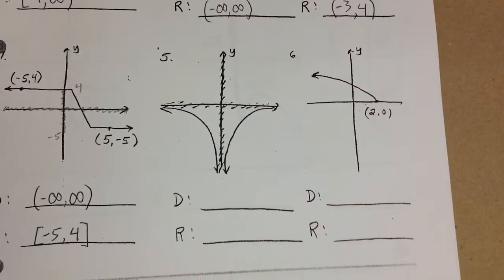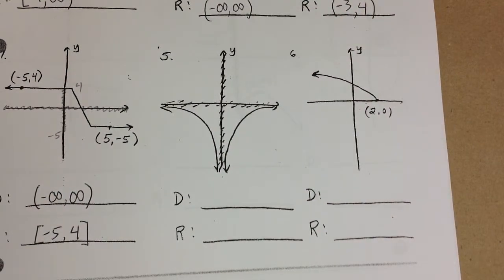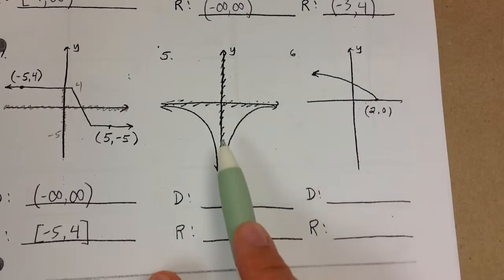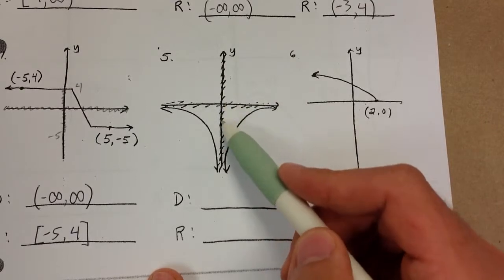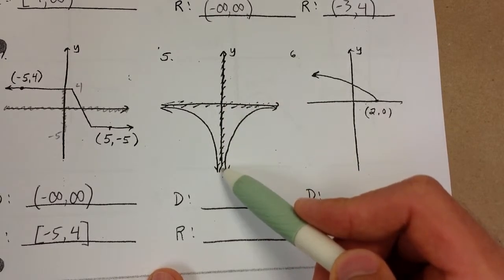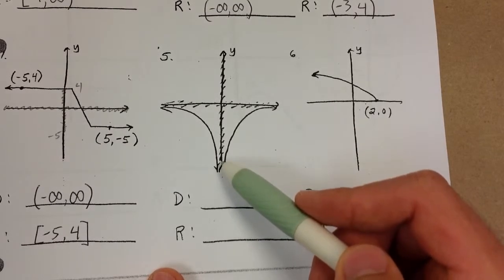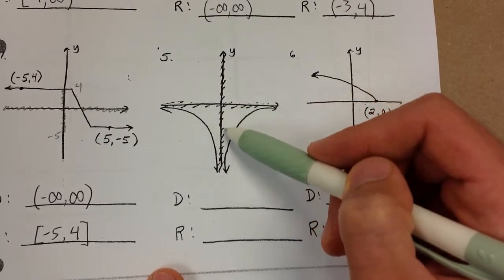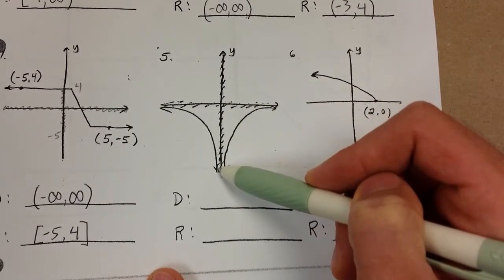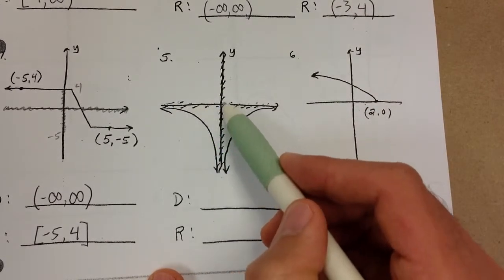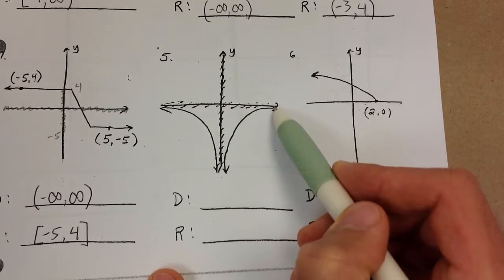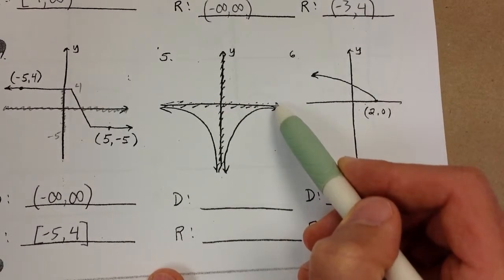Jessica, number 5, what do you think the domain is? Okay, so you might not be used to this type of graph. These hatch marks mean that the graph doesn't cross that line. You might have heard of the term asymptote before. This graph has a vertical asymptote. It looks like at x equals 0. In other words, it doesn't cross the y-axis. Similarly, it looks like we have a horizontal asymptote at y equals 0. In other words, it doesn't cross the x-axis.